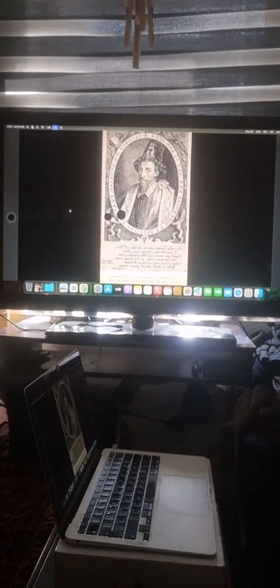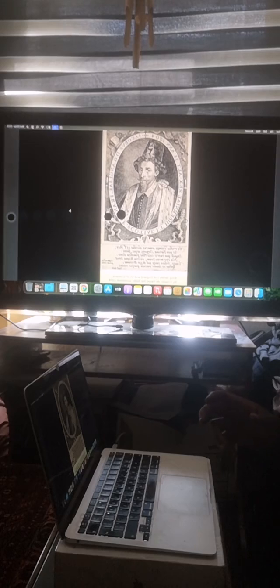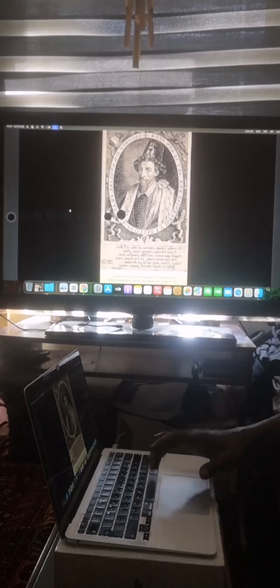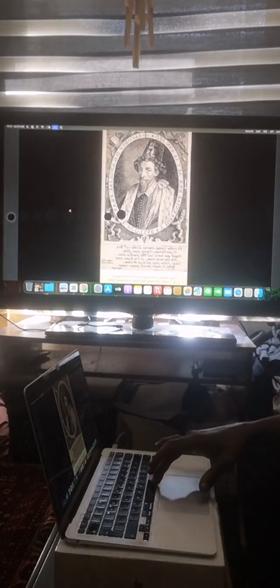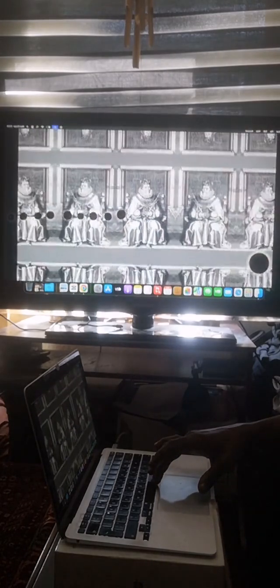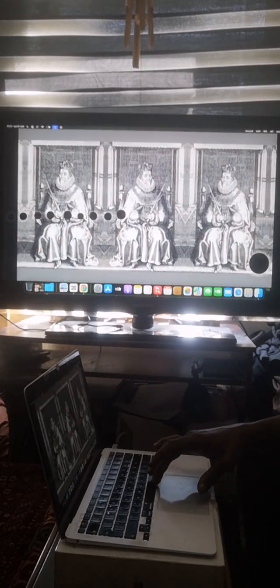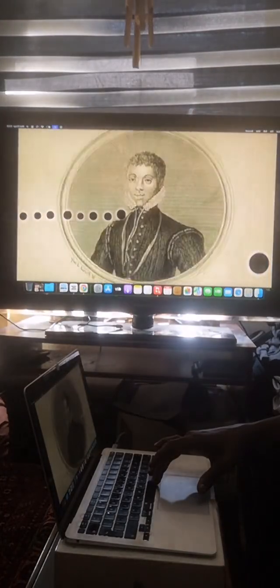So here's a picture of who history calls King James, the 6th James of Scotland and the 1st James of England. According to official history, this is an image of King James, the 1st of England and the 6th of Scotland, by Crispin de Passe the Elder, published in 1604. So that's who they tell us is King James. Of course, we know what has happened with history and the falsification of history.